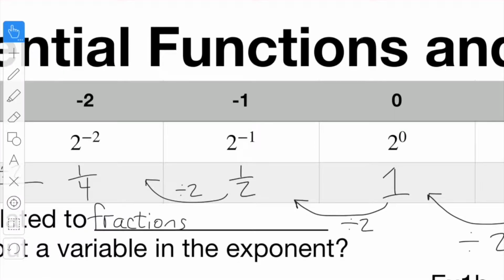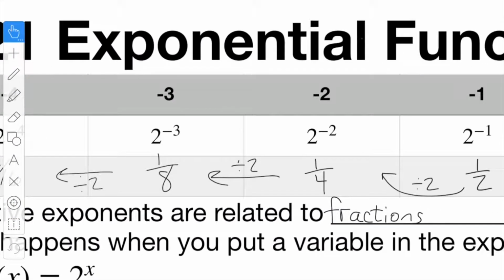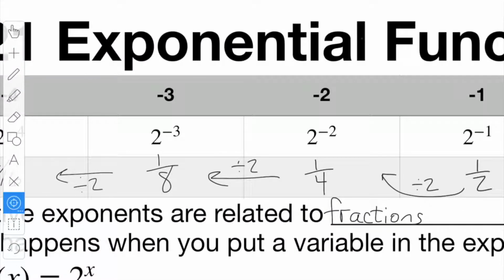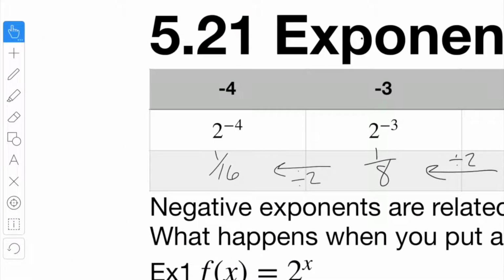Then you keep on going. You divide that by 2, and you get 1/4. 1/2 cut in half is 1/4, and that's the same thing as 2 to the negative 2. And then cut that in half again, and you get 1/8. That's the same thing as 2 to the negative 3. Cut that again in half, you get 1/16. And that means 2 to the negative 4 is 1/16.